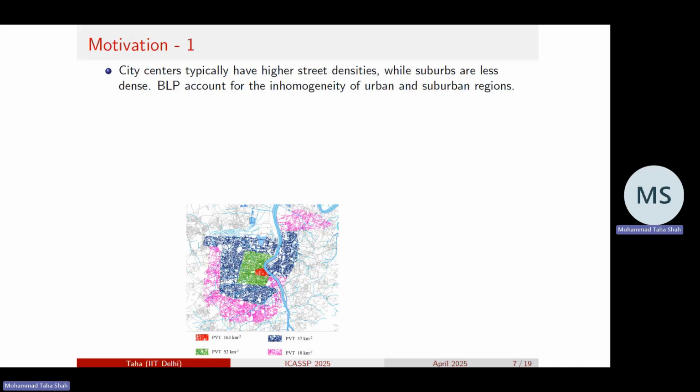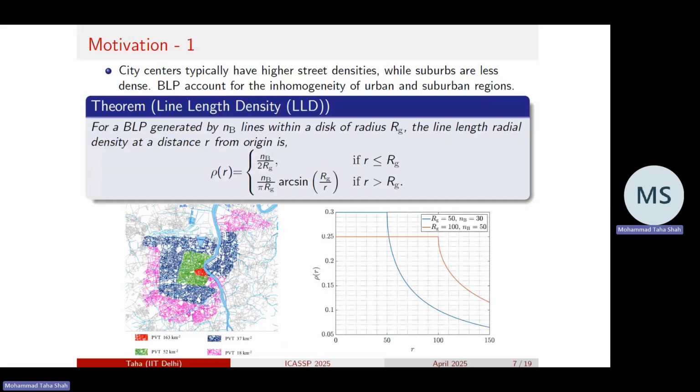Now, how to capture this inhomogeneity mathematically? We derive the line length density of binomial line process. So for a binomial line process generated with NB lines, the line length density at a distance r from the origin is given by rho r. We see that for small r less than rg, the line length density is relatively uniform, reflecting the high concentration of streets in urban cores. But as r is greater than rg, the line length density decreases, mirroring the sparse street networks in suburban or rural areas.